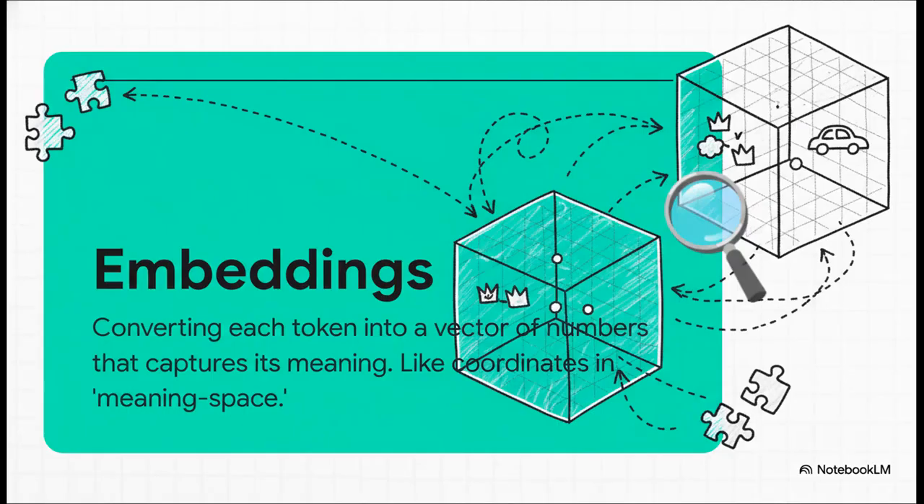Okay, once you have tokens, this is where the real magic starts. Each one of those tokens gets turned into a long string of numbers, an embedding. The best way to think about it is like giving every word coordinates in a giant map of meaning. On this map, words like king and queen are neighbors. They're numerically really close. But words like king and car, they're miles apart.